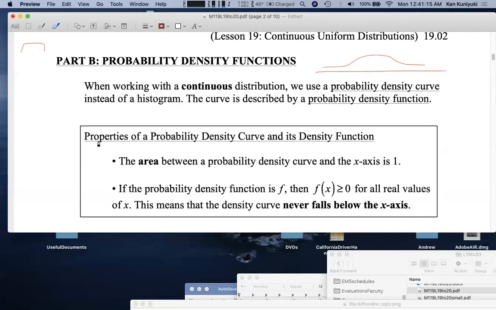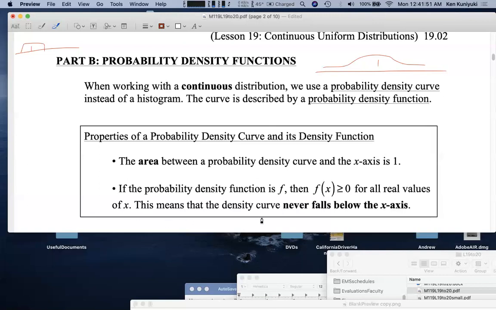So here are properties of a probability density curve and its density function. The area between a probability density curve and the x-axis is 1. So the area between this bell curve and the x-axis is 1. The area between the flat top and the x-axis will be 1. Again, the area here will correspond to total probability, which is 1. If the probability density function is f, in general, we can call a function f, then f of x is greater than or equal to 0, meaning it's non-negative for all real values of x.